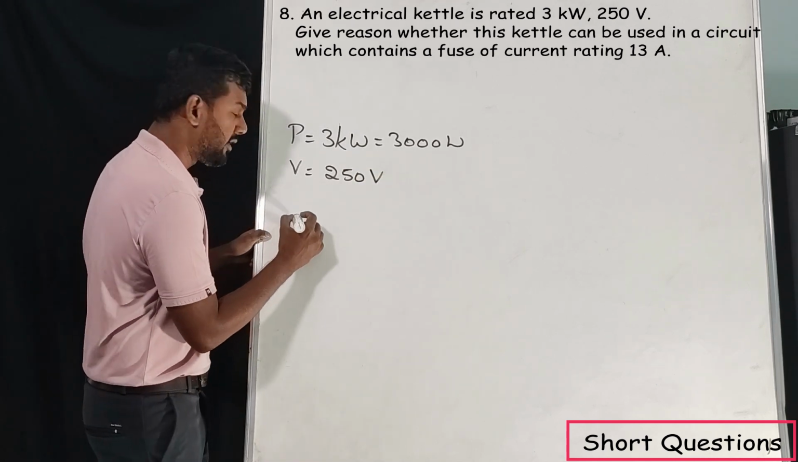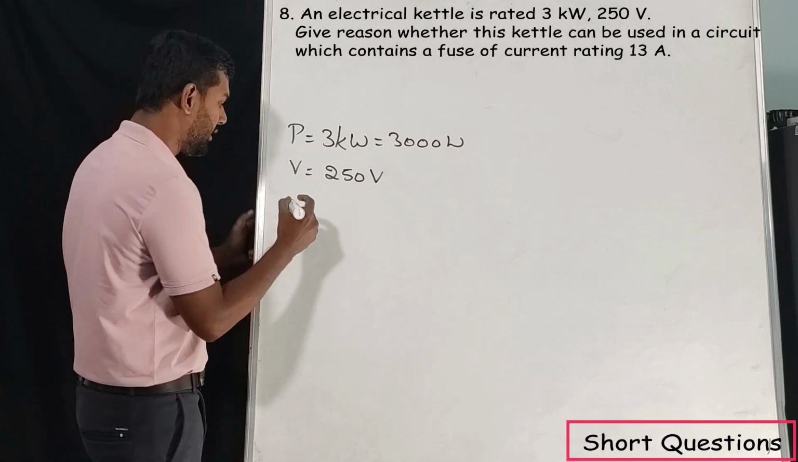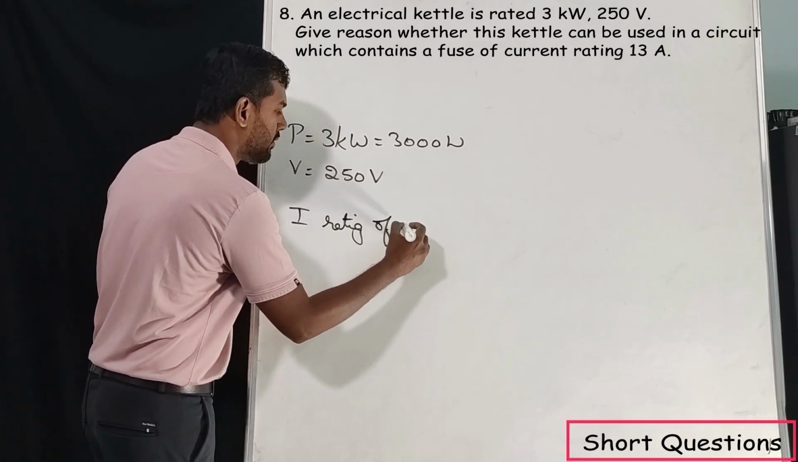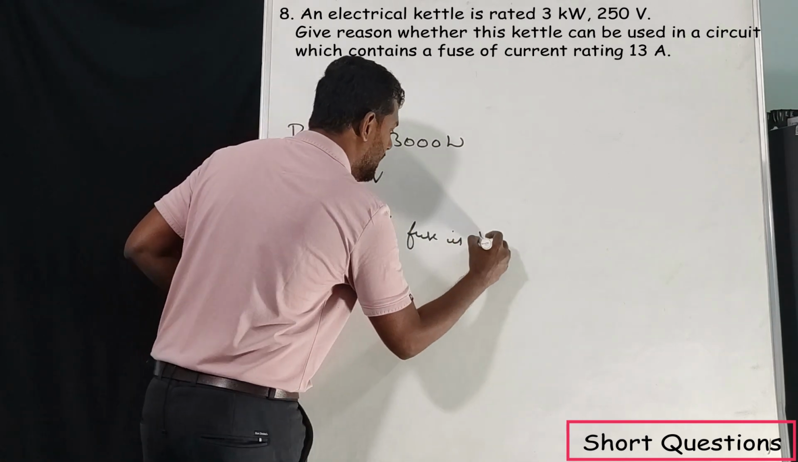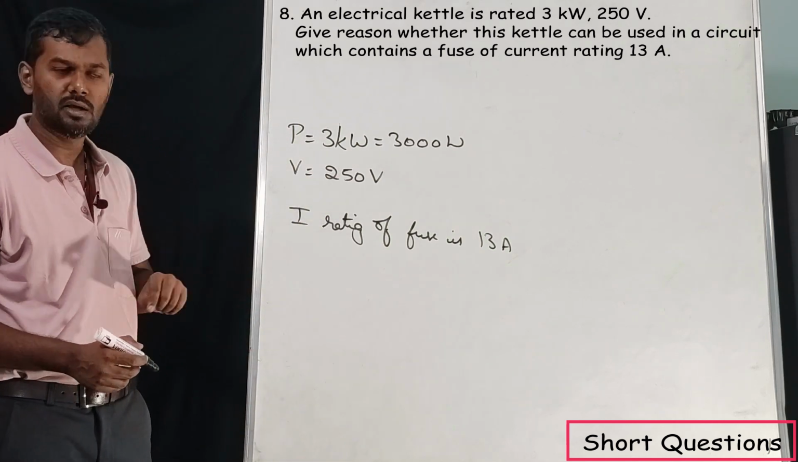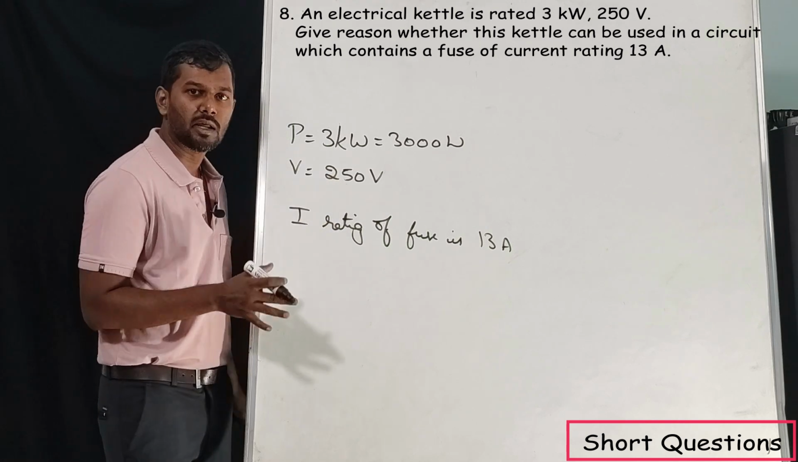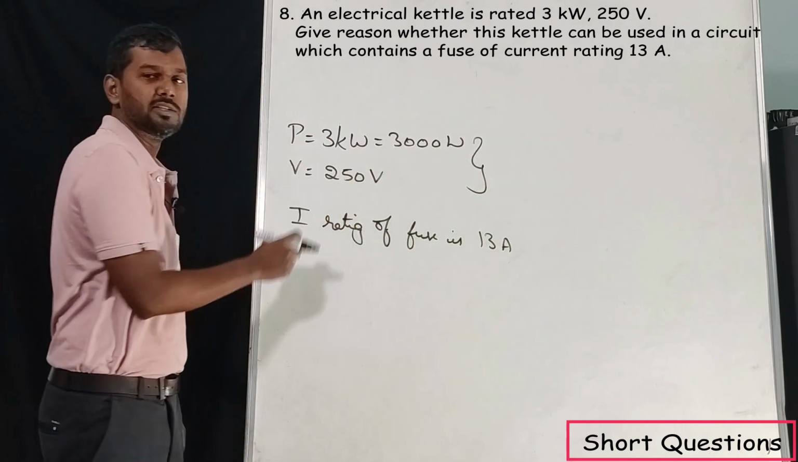Now they have given a fuse of current rating. The current rating of the fuse is 13 ampere. So they are asking, can this fuse be used in the circuit which has a kettle? See, how can we do that? The similar method only. Listen, we need to find the current using these two.